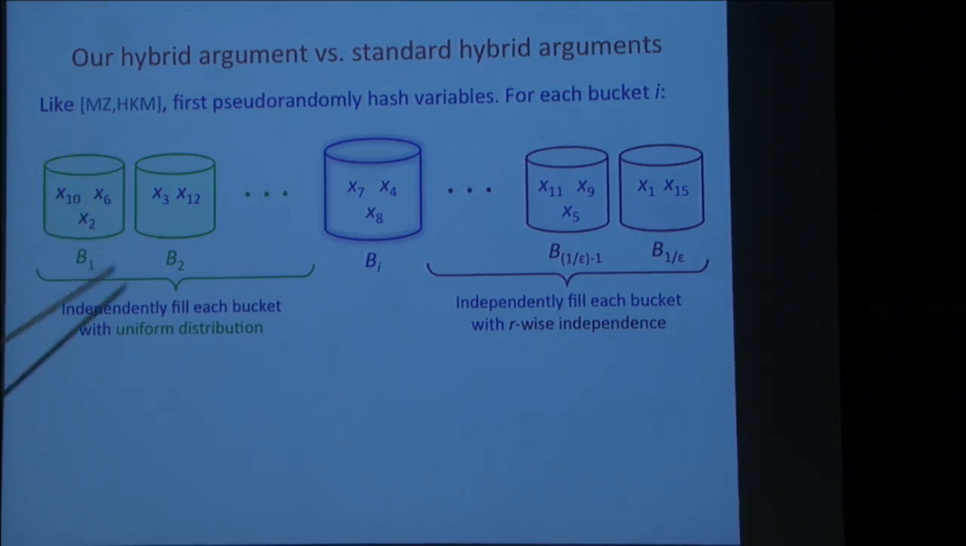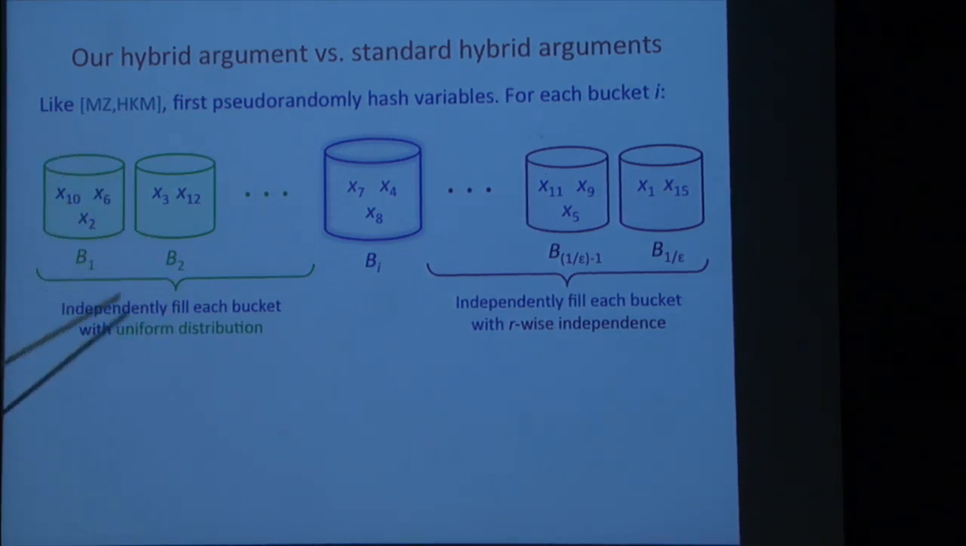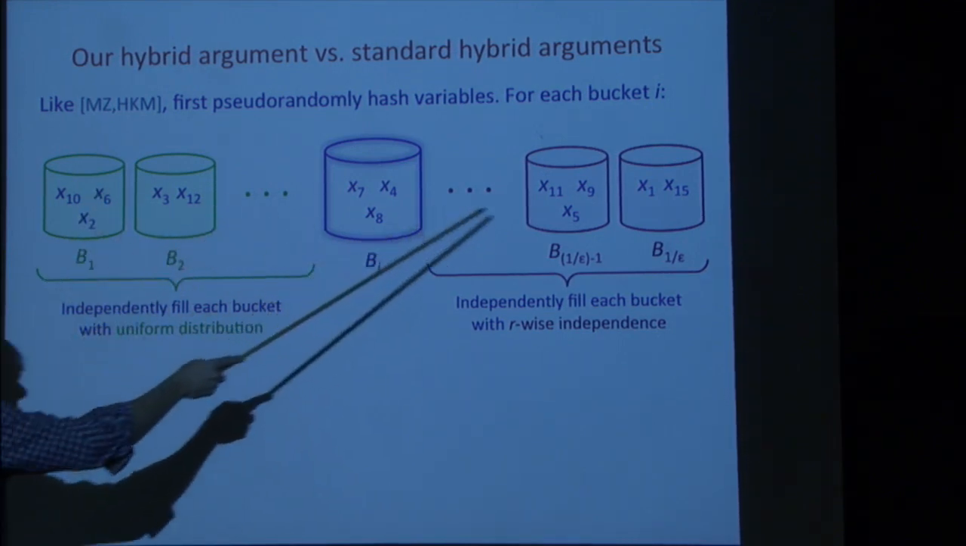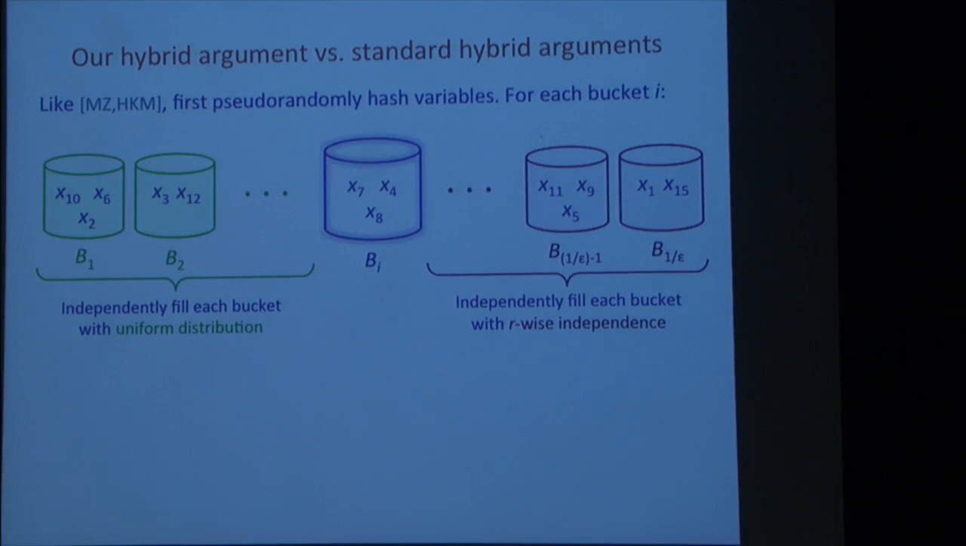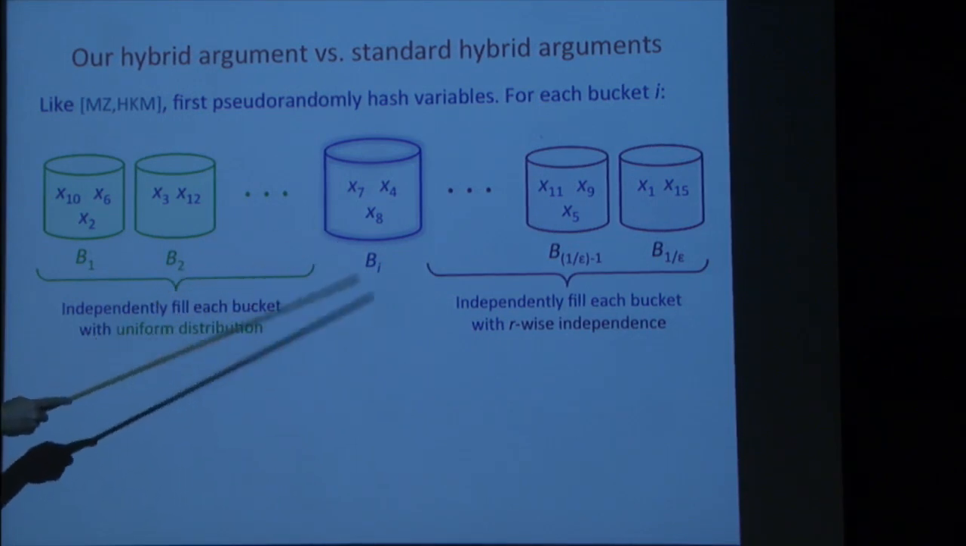Again, we're doing a hybrid argument. At the big scale, it looks very much like the hybrid argument we sketched earlier with Meka-Zuckerman, or also this is what Harsha-Klivans-Meka essentially do. We first pseudo-randomly hash the variables. So intuitively, this is good for the regular part. The regular linear forms, all the variables get spread out across all of them. So we've got these buckets.